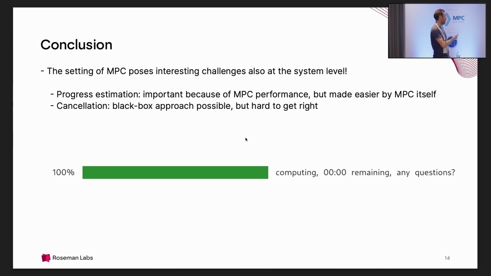For progress estimation, I've shown you that it becomes important because we're using MPC. Things are slow. We need to basically provide progress updates for everything because everything can potentially take more than a few seconds. But the fact that we use MPC, that we communicate with the outside world in a kind of fixed pattern, actually makes it easier to implement progress reporting. And similarly for cancellation, also here we can use such a black box approach. It is hard to get right, but it can be done. And I hope I've shown that also at the system level it's useful to talk about the design of MPC applications. That's what I wanted to talk about.